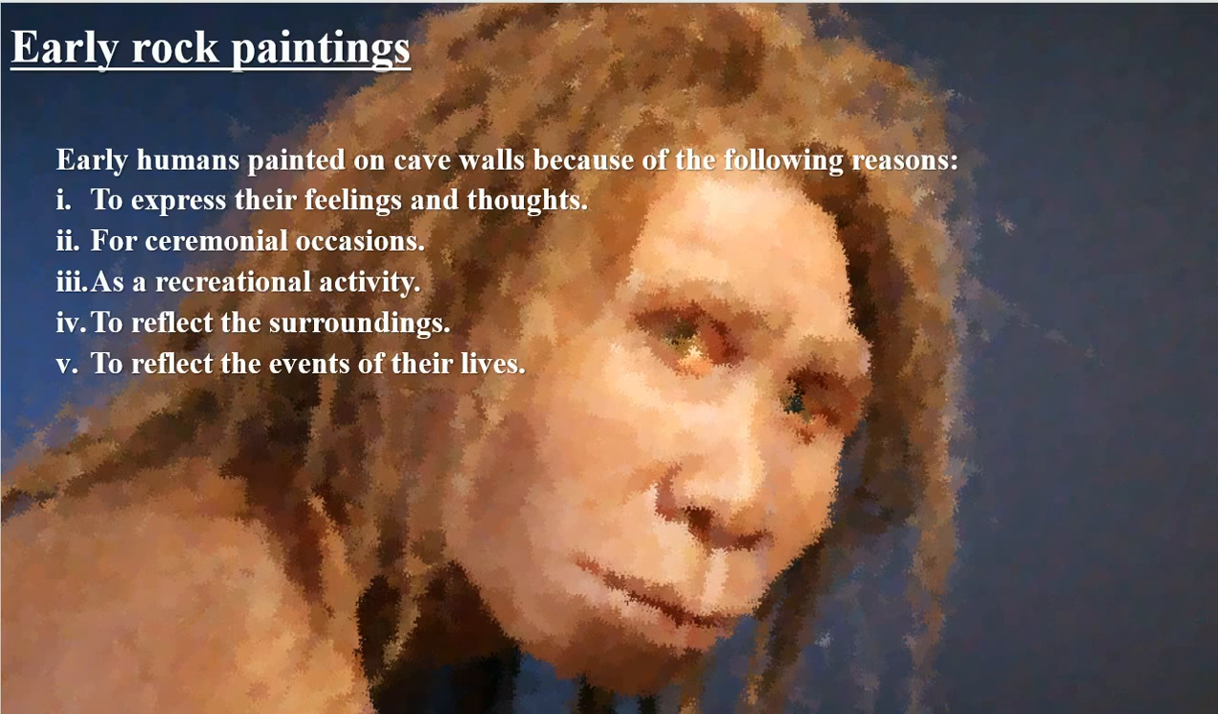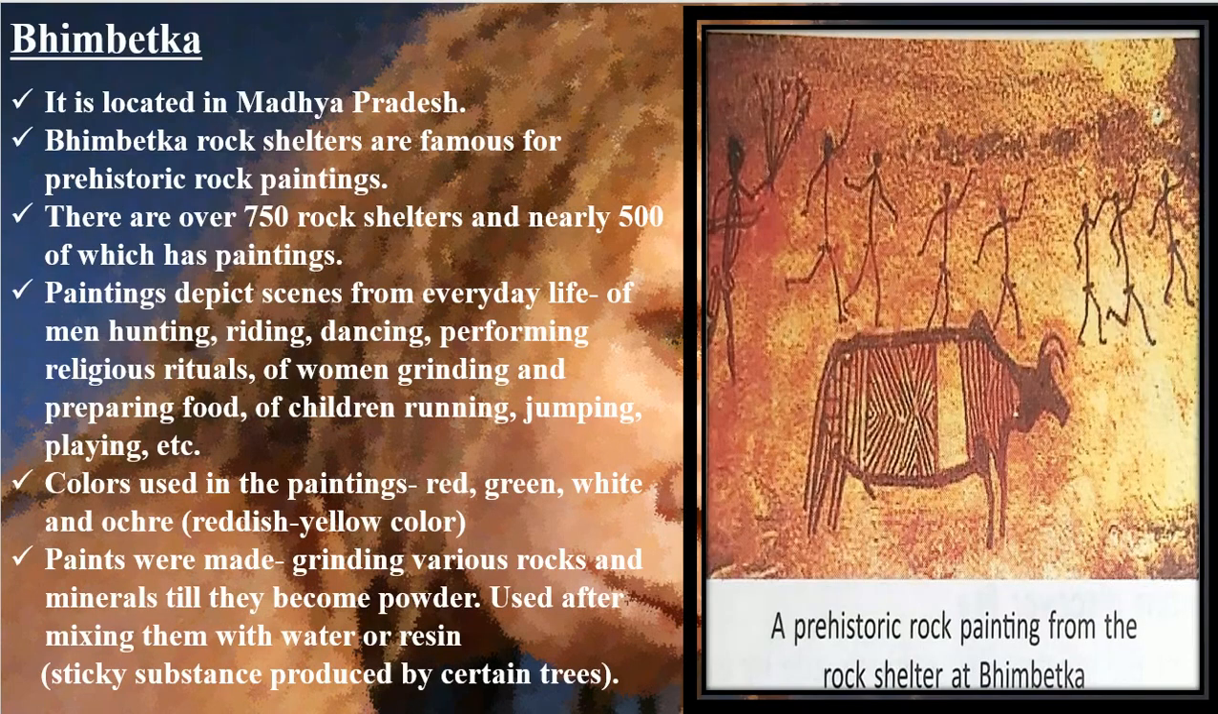One of the greatest examples has been found in Bhimbetka, the earliest rock shelters, which is in Madhya Pradesh. We will soon be discussing this also. Let us move to Bhimbetka. As you can see here, this is a prehistoric rock painting from the rock shelter at Bhimbetka. Bhimbetka is located in Madhya Pradesh. It is famous for its rock shelters and rock paintings.